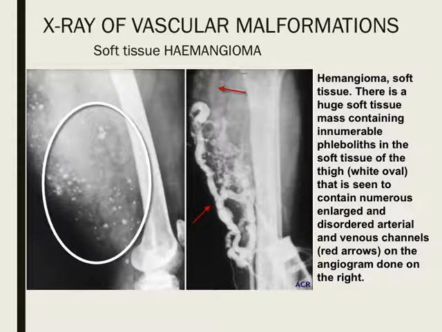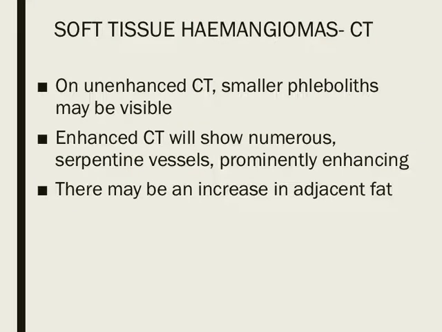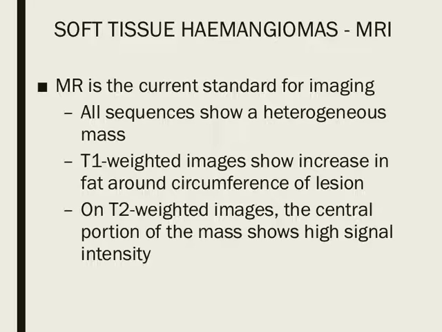So this is another one, a large soft tissue mass with multiple calcific densities within it. On the arterial and venous phases, it showed more hemorrhage. CT can also be helpful, where the phleboliths will also be seen. The very small ones can also be picked up. Then you see numerous serpentine vascular channels that are enhancing. You may see fat in the adjacent tissue, because as it evolves, you get more fatty replacement.